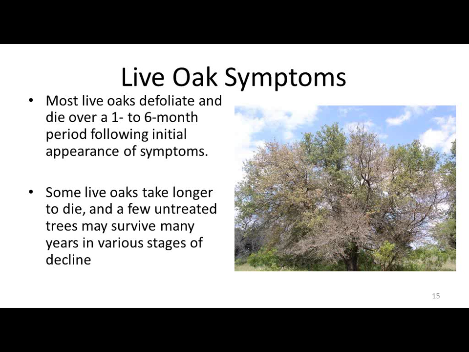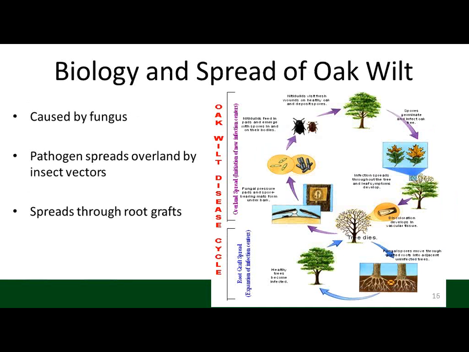However, some live oaks take longer to die, and there are cases where untreated trees where we've had a confirmed oak wilt may survive many years in various stages of decline. So they are not as susceptible and do not get killed as rapidly as oaks in the red oak family, but they probably will die more quickly and are more susceptible than oaks in the white oak family.